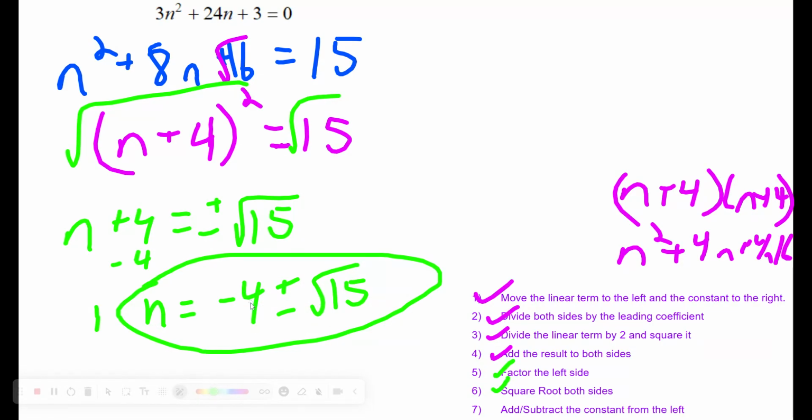Remember, there are two answers here. One of them is negative 4 plus root 15, and one of them is negative 4 minus root 15.